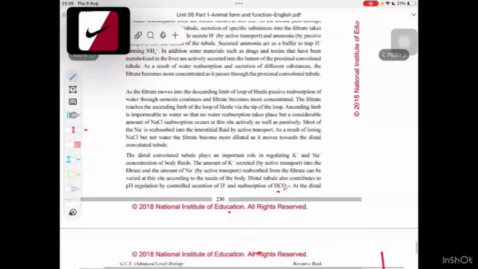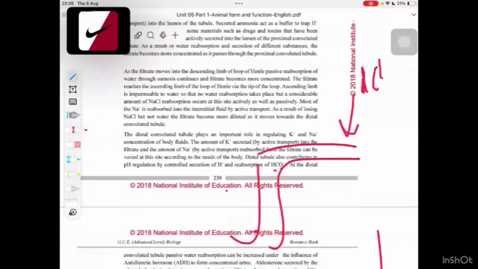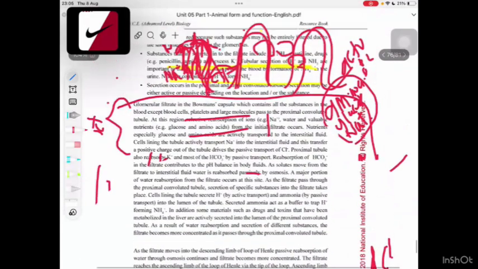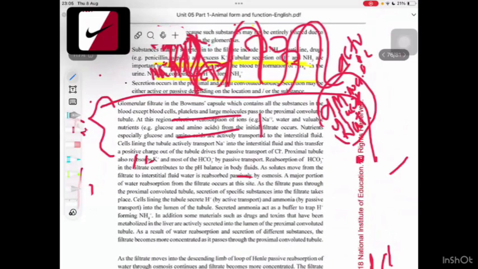Okay. The distal convoluted tubule, the DCT, comes after the ascending limb. The distal convoluted tubule plays an important role in regulating what? K+ and Na+ concentration of body fluids. Highlight that part, because sometimes they can say that the PCT plays an important role in regulating K+ concentration. That is false. It is the DCT, right? Then what does the PCT do? What did we learn about the PCT? In the PCT, it's actually water reabsorption.